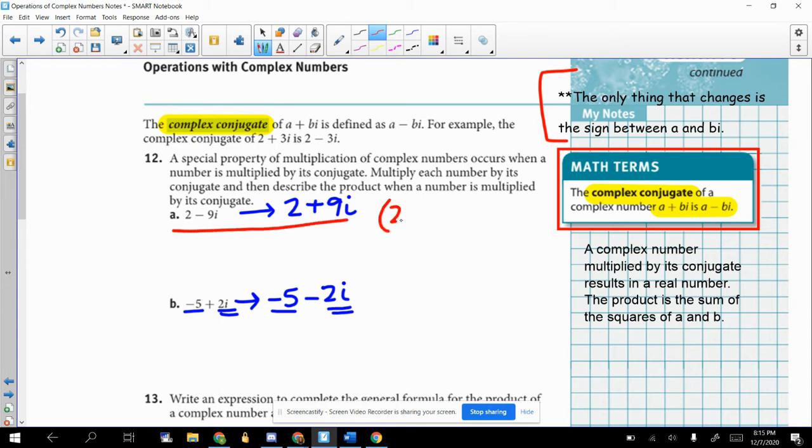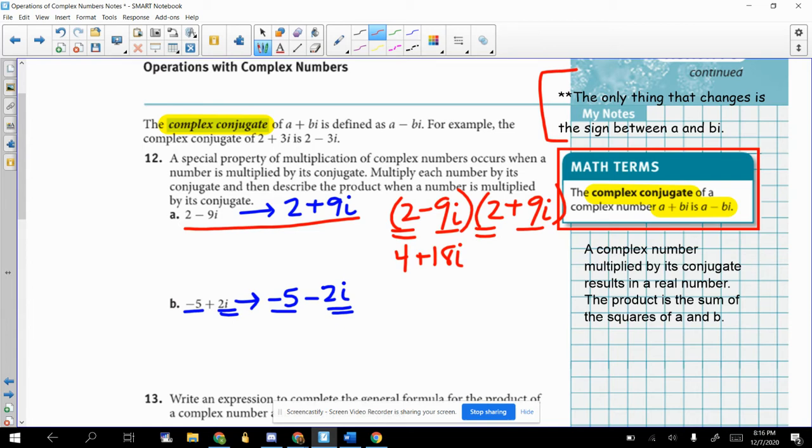We have 2 minus 9i times 2 plus 9i. If we were to multiply these using, let's say, FOIL, we would do our firsts: 2 times 2 is 4. Then our outers: 2 times 9i is 18i. Then our inners: negative 9i times 2 is negative 18i. And then our lasts: negative 9i times 9i is negative 81i squared.